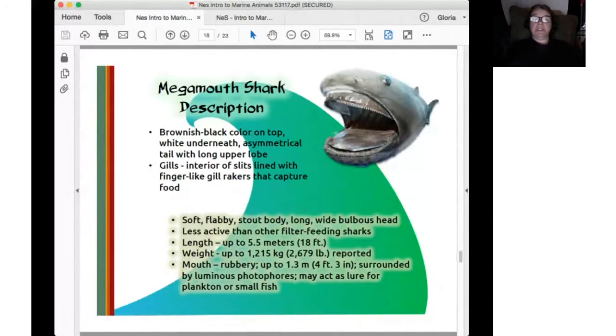They can reach 18 feet and weigh 2,679 pounds. Their mouths are rubbery, up to 1.3 meters, or 5 feet, 3 inches wide, surrounded by luminous photophores. Anyone know what that means? Go ahead in the chat box if you know.